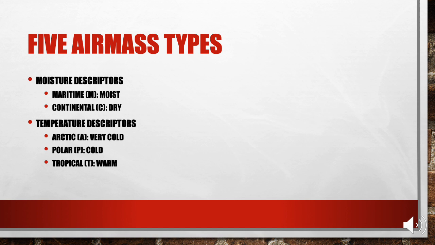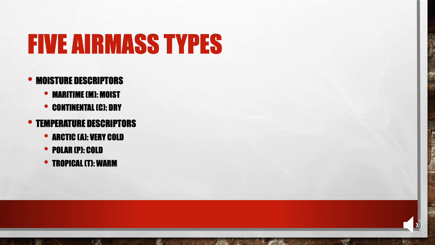Maritime air masses contain more moisture than continental ones because maritime air masses originate over the oceans, as opposed to land like continental ones do. When it comes to temperature, Arctic air masses are the coldest, followed by polar, and then the warmer tropical ones.